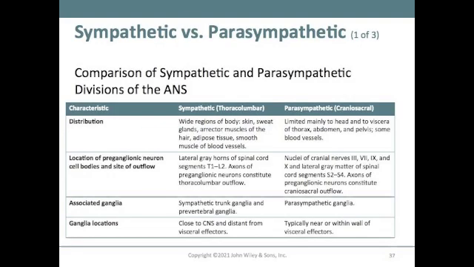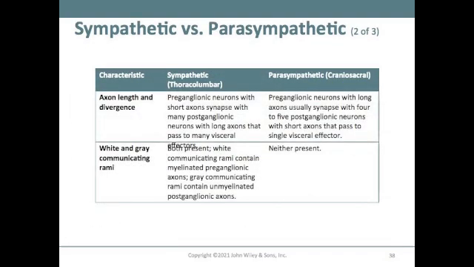So this is a comparison of the sympathetic and parasympathetic divisions of the autonomic nervous system. This is page 561, table 15.3. You've got the characteristic, how it's distributed, and then the sympathetic versus the parasympathetic. Remember what we said, that the sympathetic nervous system is derived from the thoracic vertebrae and the first three lumbar vertebrae, so we call that thoracolumbar. And then the parasympathetic, we already said, is what we call craniosacral.